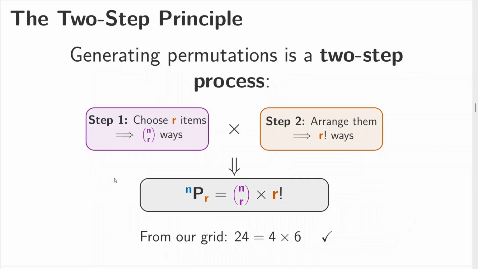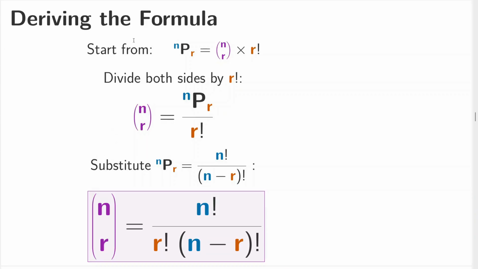Now we are completely ready for deriving the formula. We start with the simple equation we just built. Permutations equal combinations multiplied by R factorial. Since our goal is to isolate and find the combinations, we simply divide both sides of the equation by R factorial to mathematically remove that overcounting. This gives us a new equation. N choose R equals NPR divided by R factorial.